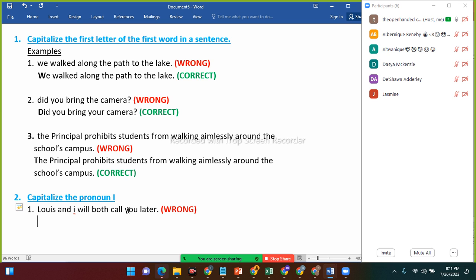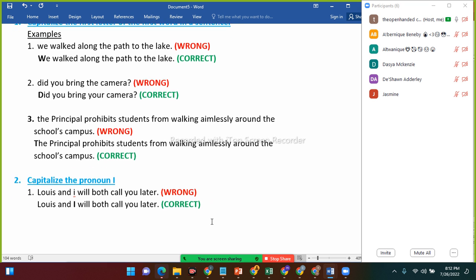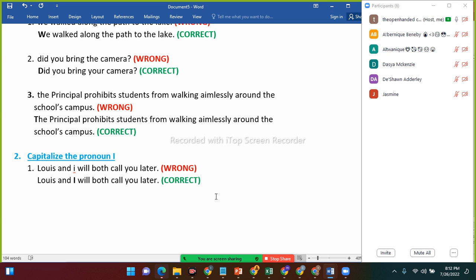What should happen is we need to capitalize our pronoun I. So, Louis and I will both call you later. So that would be the correct way. So I always want to capitalize the pronoun I.